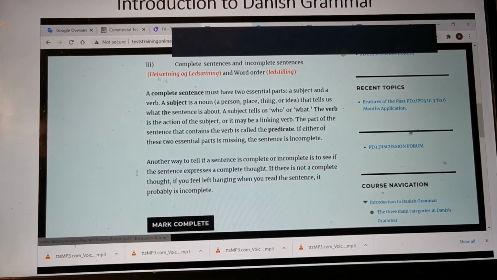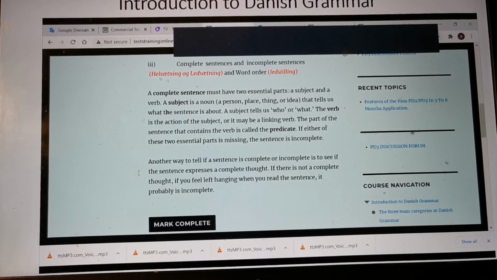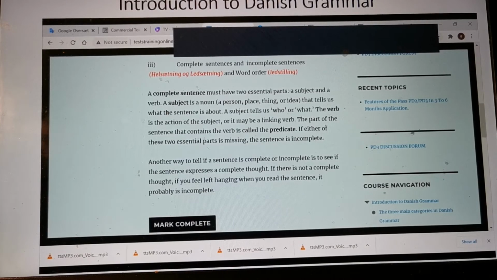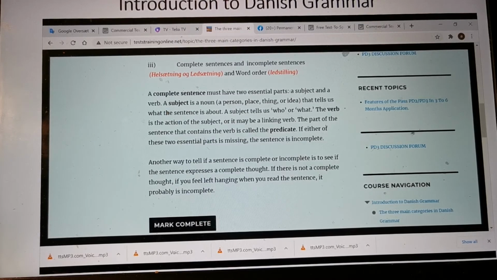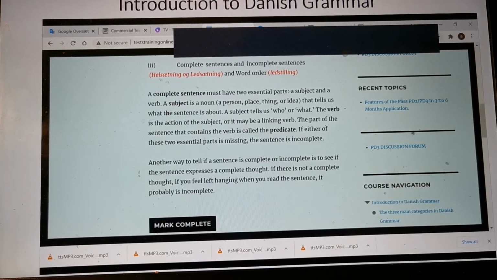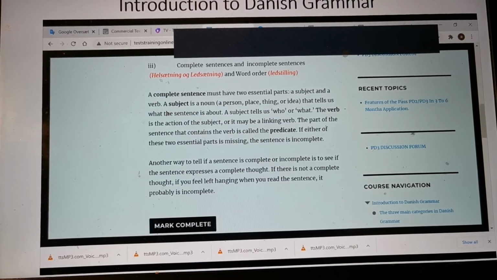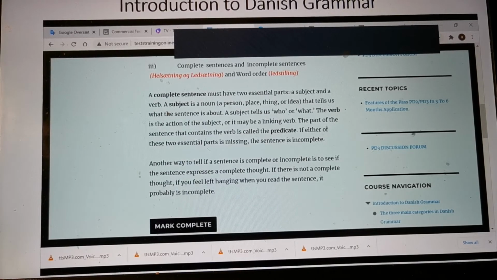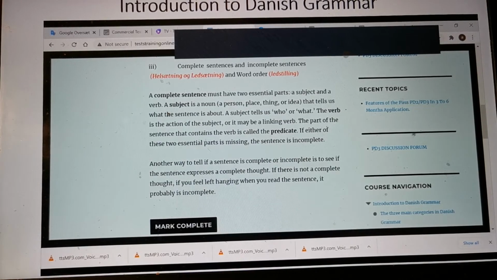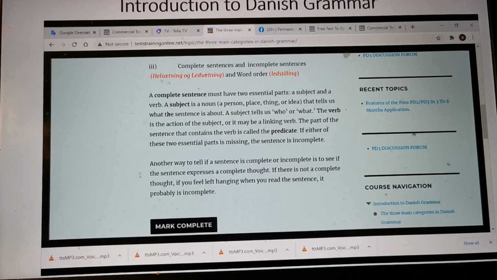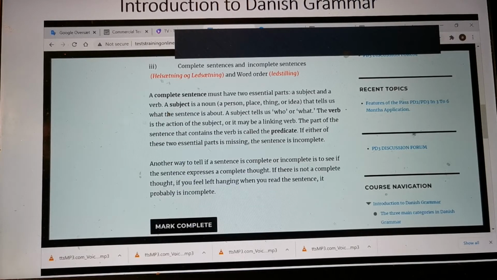The verb is the action of the subject, or it may be a linking verb. The part of the sentence that contains the verb is called the predicate. If either of these two essential parts is missing, the sentence is incomplete. That is to say, if a sentence does not have a subject and a verb, then the sentence is an incomplete sentence. Another way to tell if a sentence is complete or incomplete is to see if the sentence expresses a complete thought. If there is not a complete thought, if you feel left hanging when you read the sentence, it probably is incomplete.